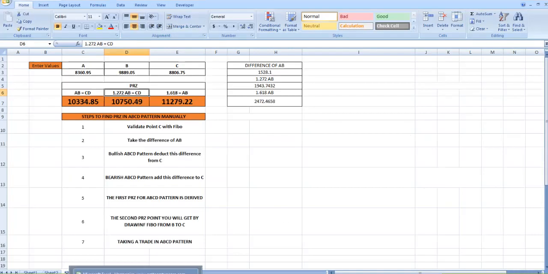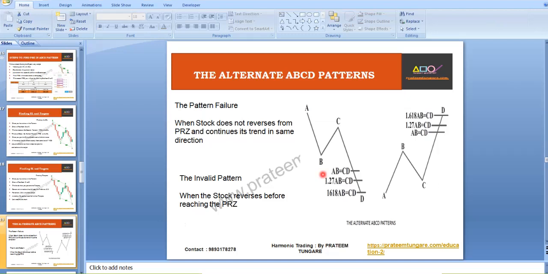Similarly, we need to find out our target and stop loss as we did for the AB is equal to CD pattern. Rest all it will be the same. The same concept is for the bearish ABCD. Now if the stock keeps moving up and does not reverse from this AB is equal to CD pattern PRZ, then there is a probability it will reverse from 1.272 AB is equal to CD or 1.618 AB is equal to CD.